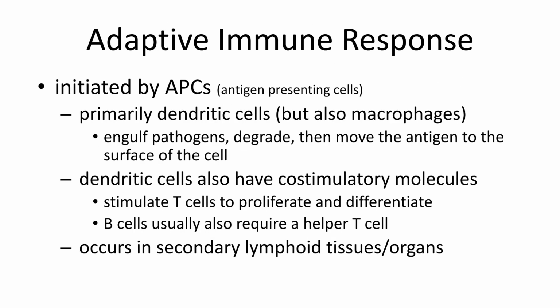vaccination. The adaptive immune response is initiated by antigen-presenting cells, primarily dendritic cells and macrophages, which engulf and degrade pathogens, then move the antigen to the cell's surface. Dendritic cells also have costimulatory molecules that stimulate T cells. This process occurs in secondary lymphoid tissues.